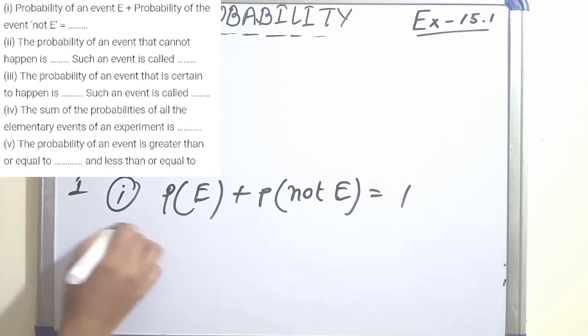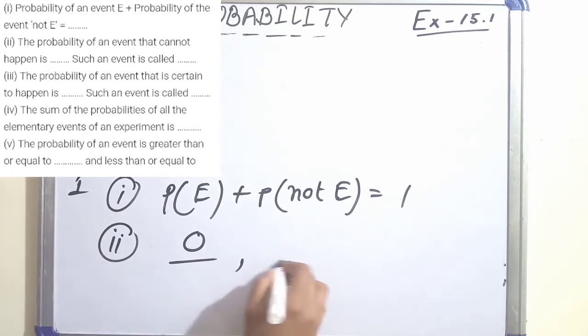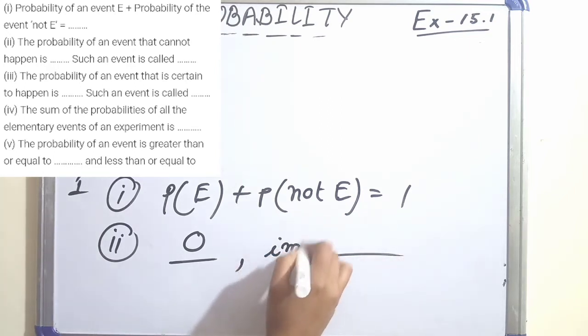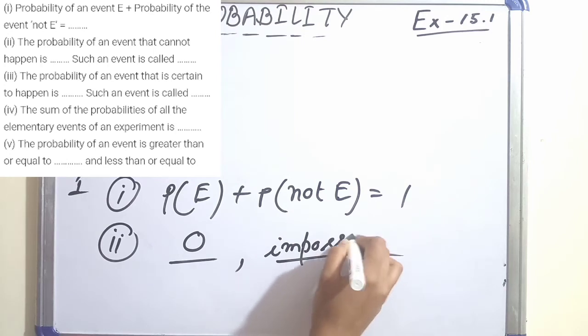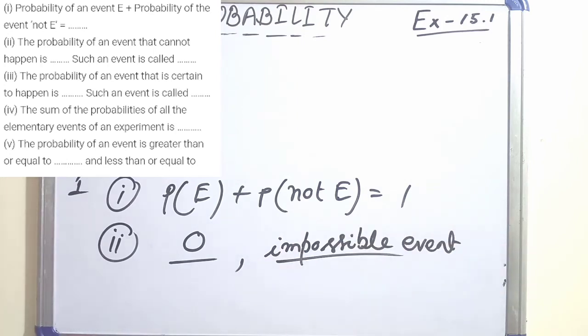Next one, the probability of an event that cannot happen is 0. Such an event is called an impossible event.